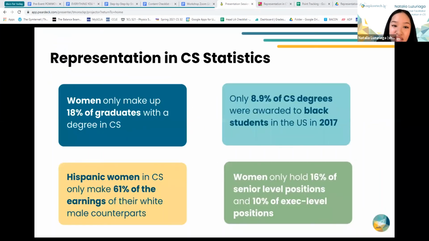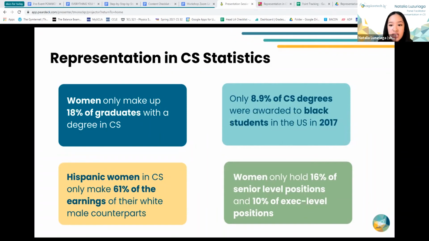Okay, yeah, so here are just some statistics that we came across regarding the representation in CS. As you can see, only women make up 18% of graduates with a degree in CS. 8.9% of CS degrees were awarded to Black students. Hispanic women in CS only make 61% of earnings compared to their white male counterparts. And women hold only 16% of senior level positions and 10% of executive level positions.